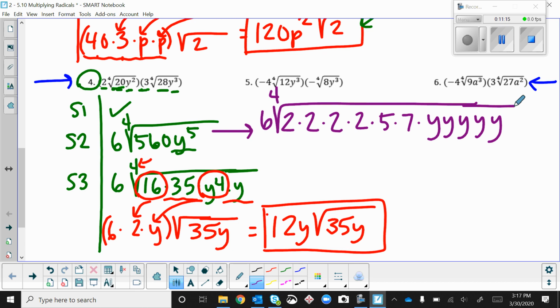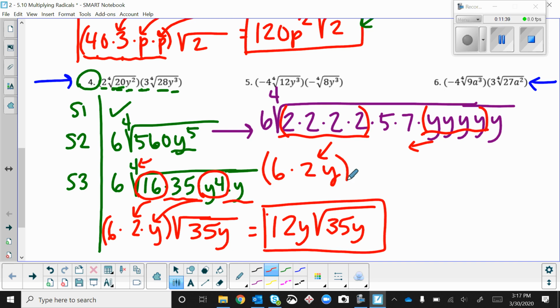So you'd have 4 2's right here, and 1 of those would come out of the radical. And you'd have 4 y's right here, and 1 of those will come out of the radical. You'd multiply times the 6, which is already outside the radical. And then you'd have 5 times 7 left over inside. And then you'd have the same answer. All right, so there you go.